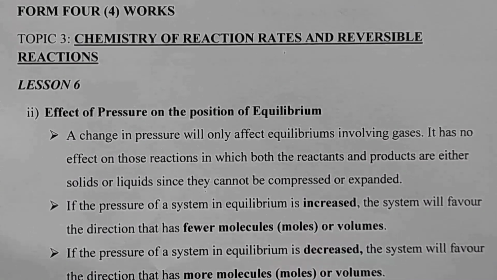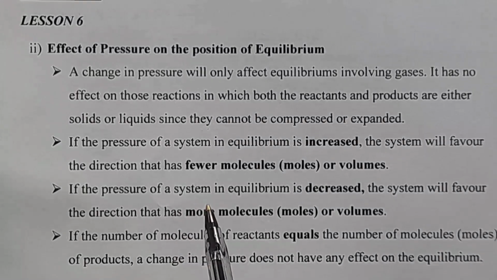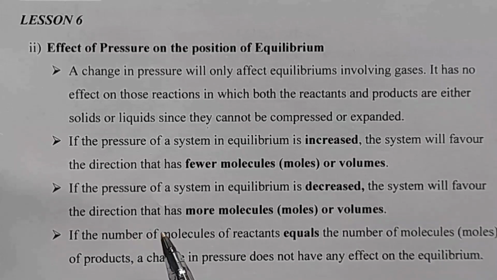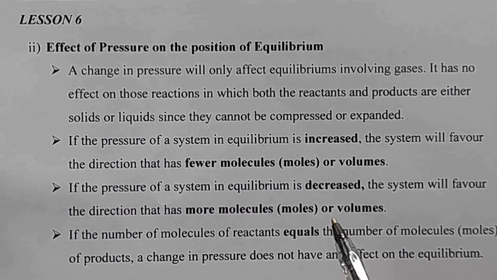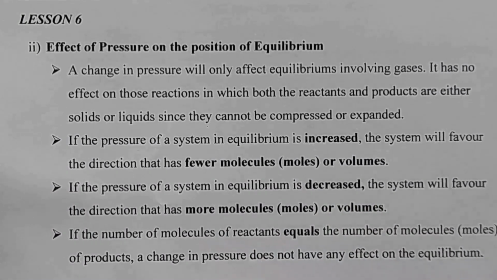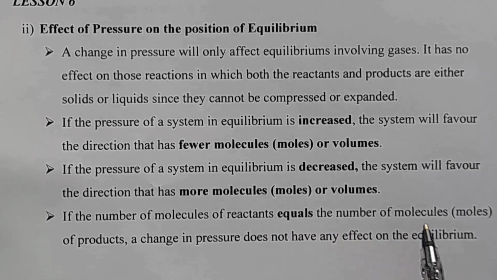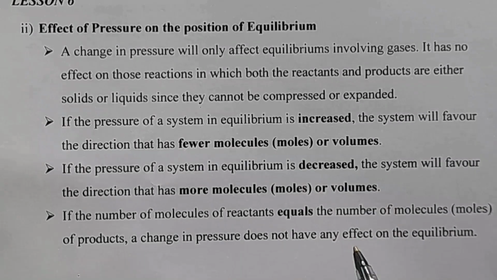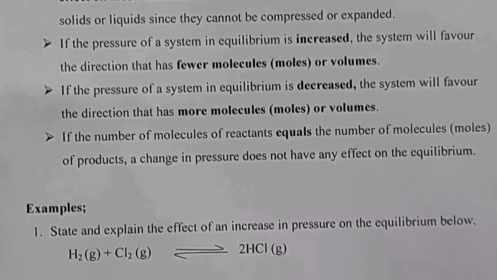Again, next we are saying if the pressure of a system in equilibrium is decreased, the system will favor the direction that has more molecules or more moles or even more volumes. If the number of molecules of the reactants equals the number of molecules or moles of products, a change in pressure does not have any effect on the position of equilibrium. Examples. Let's go to examples.